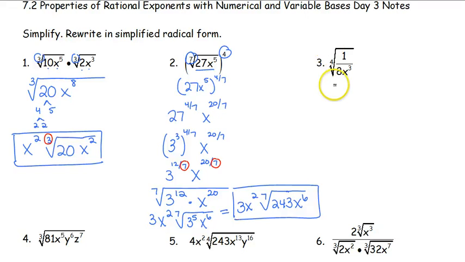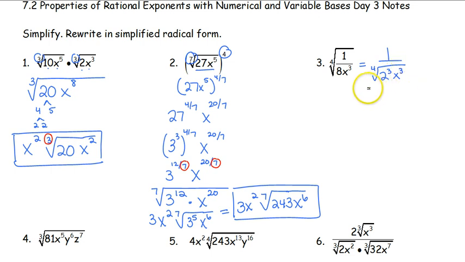For number 3, we've got the 4th root. Well, we have the 4th root of 1 on top, so we know that that's just going to be 1. On the bottom, we've got the 4th root of 8, which can be rewritten as 2 cubed and x cubed.